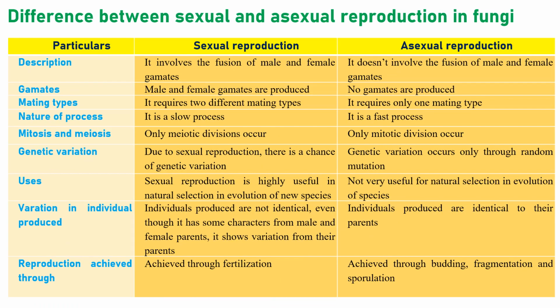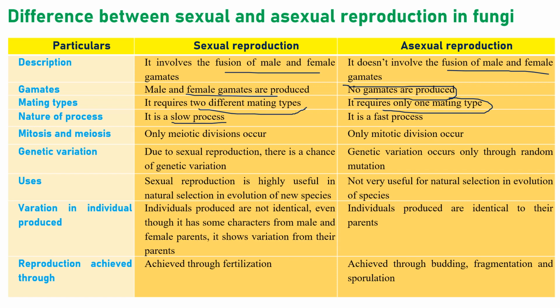Now the difference between sexual reproduction and asexual reproduction. In sexual reproduction, fusion of male and female gametes takes place, but asexual reproduction doesn't involve the fusion of male and female gametes. Gametes, male and female, are produced in sexual reproduction, but no such gametes are produced in asexual reproduction. Two mating types, male and female, are present, but asexual reproduction requires only one kind of mating type. Sexual reproduction is a very slow process, but it creates great genetic variability. Asexual reproduction is a very fast process, but it produces almost no genetic variability.